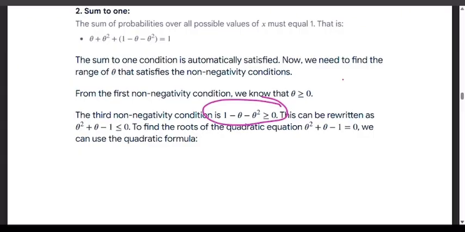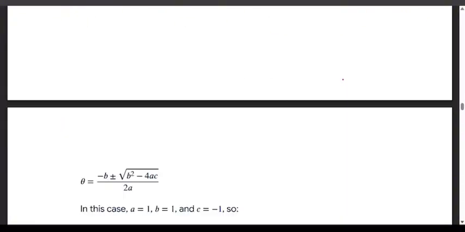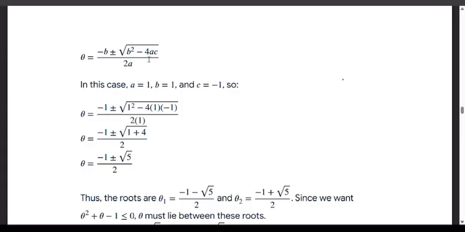So this is the same thing as this. When I have a negative theta squared and negative theta, if I multiply both sides by -1, I'm going to have theta squared plus theta minus 1 less than or equal to 0. If you look at the leading power, that's quadratic, right? Then I'm going to solve this using the quadratic formula, which is what I'm doing here.